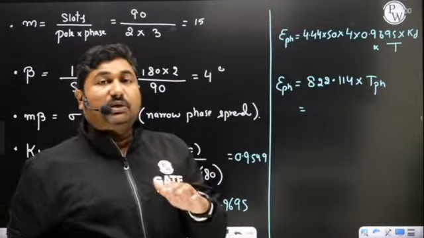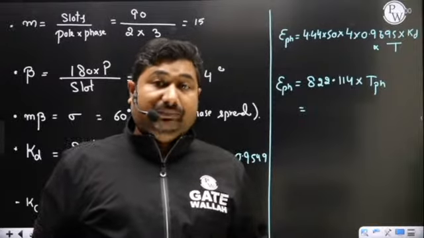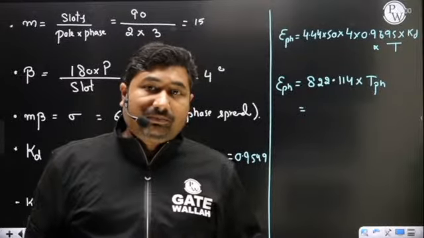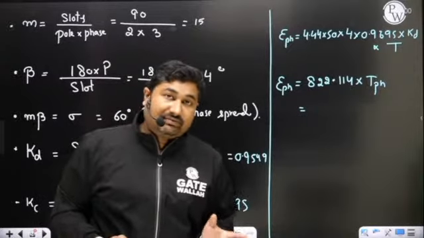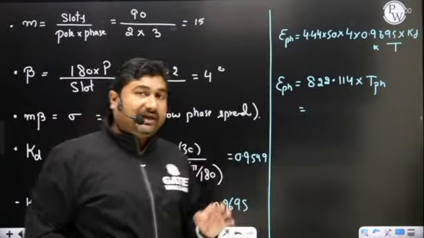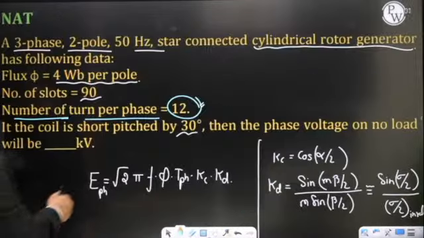Let us suppose the total number of turns is given, say T. In case of 3 phase, it will become T by 3. In case of 2 phase, it will become T by 2. In case of single phase, it will remain T only. So that is very important. You have to notice here.